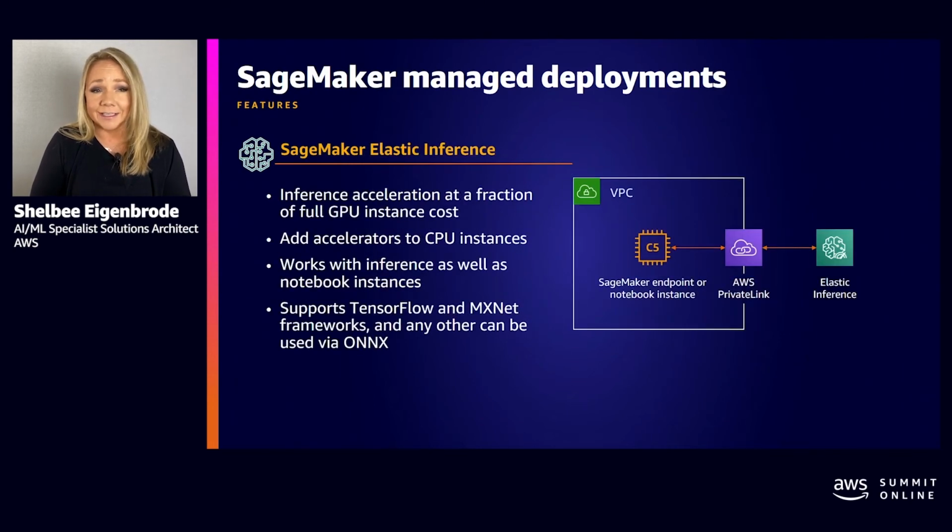Starting with elastic inference. Elastic inference can be used for your persistent endpoints to speed up the throughput and decrease the latency of getting real-time inferences from your deep learning algorithms at a fraction of the cost of using a GPU instance for your endpoint. With elastic inference, it allows you to add inference acceleration to a CPU-based endpoint or even a SageMaker notebook instance.